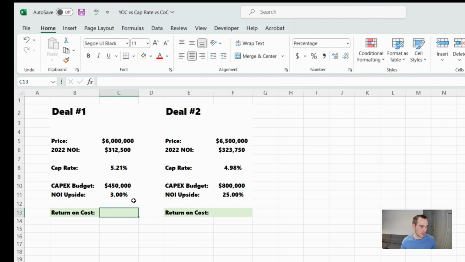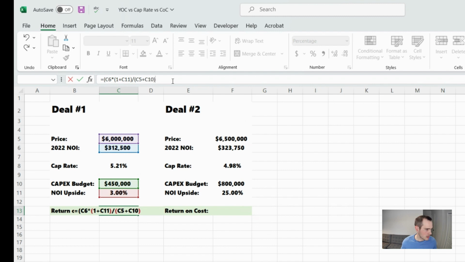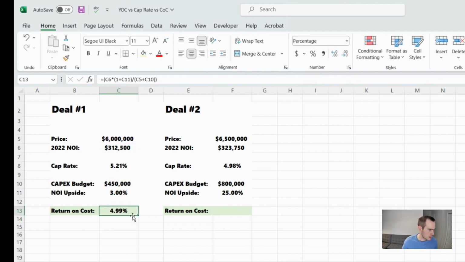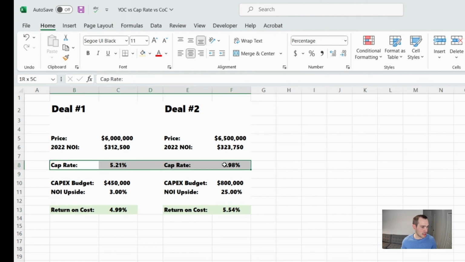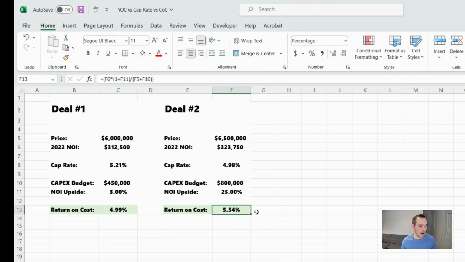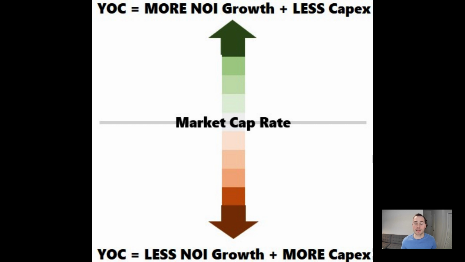So let's calculate the return on cost. We have a return on cost of 4.99%. I'm going to copy and paste that formula over in column F. The return on cost here is 5.5%. So when we looked at just the cap rates, it seemed like deal one was going to be the better option. But once we factor in the capital expense and the NOI upside, deal two actually appears to be the more suitable investment. The higher the return on cost is above the cap rate, the more potential upside you'd have as an investor.